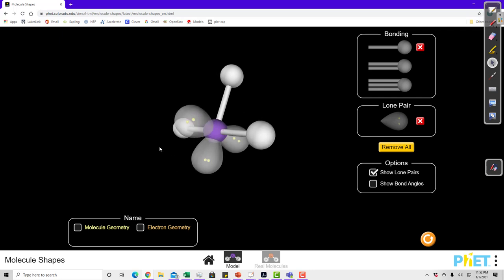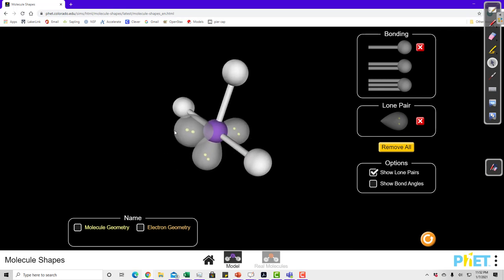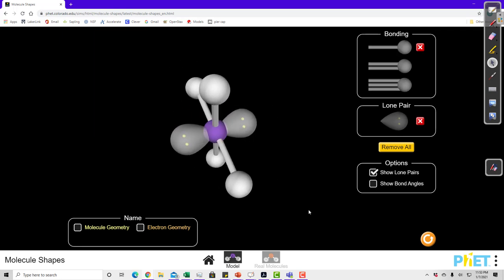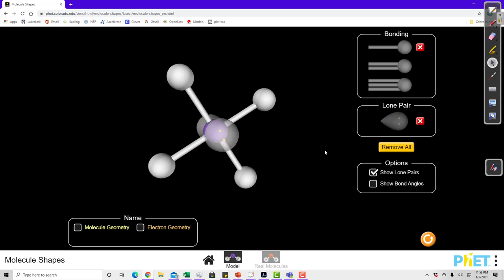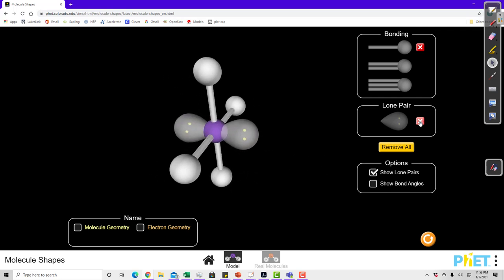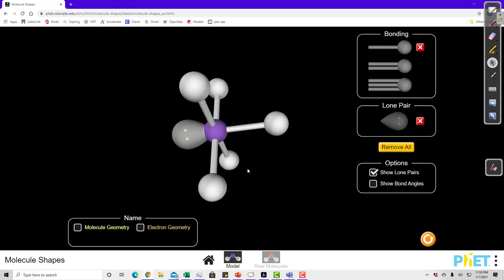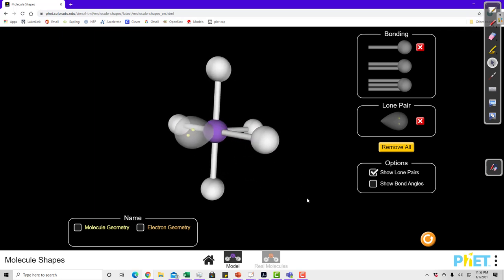Another T-shaped molecule when I have an octahedral with 3 lone pairs and 3 bonds. Here's 2 lone pairs and 4 bonds. This is called square planar. Or I can have 5 bonds and 1 lone pair. And look, you can come down here and it tells you what they're called.